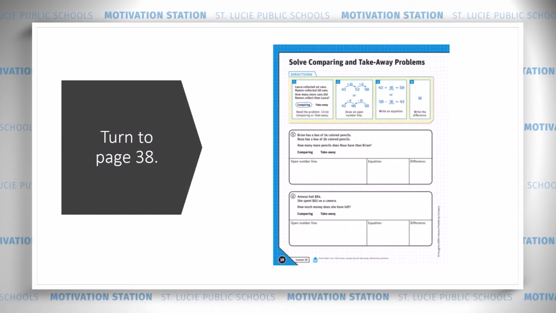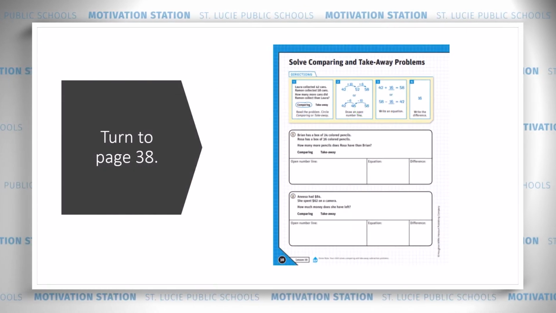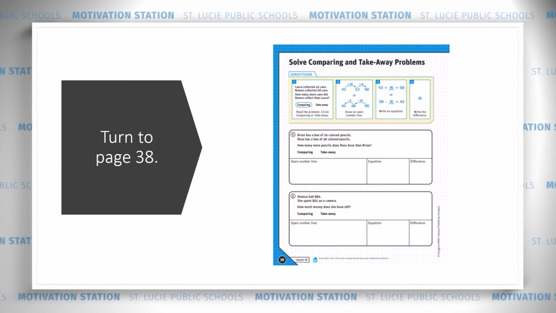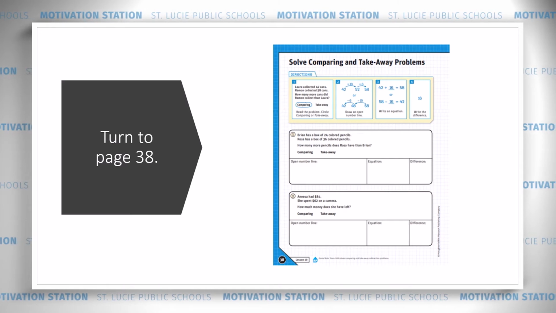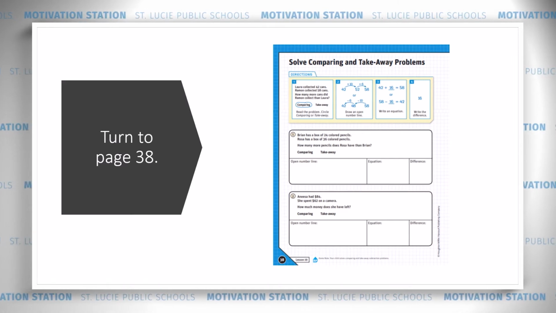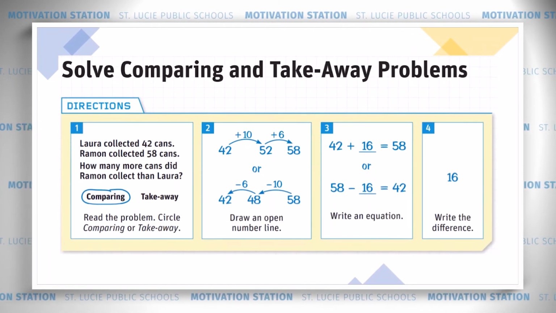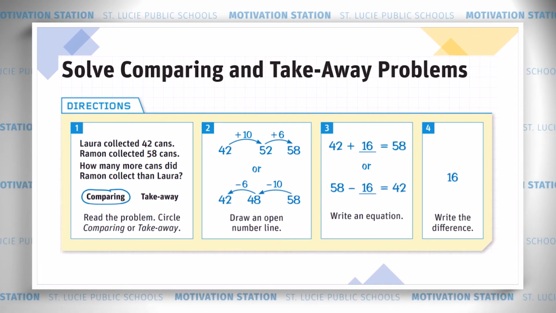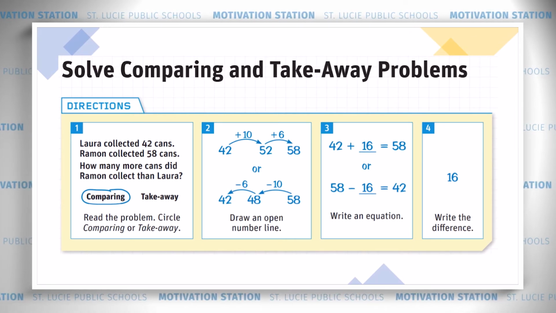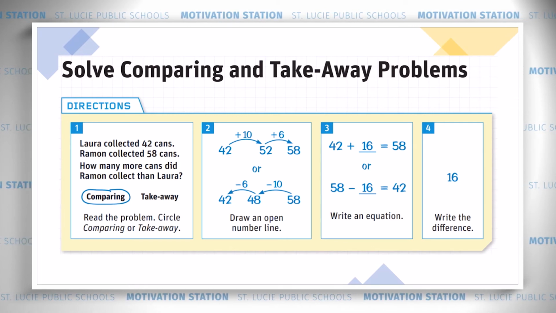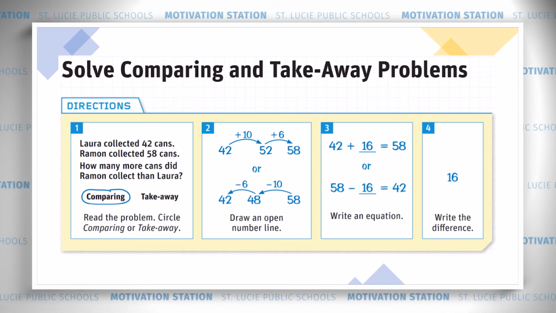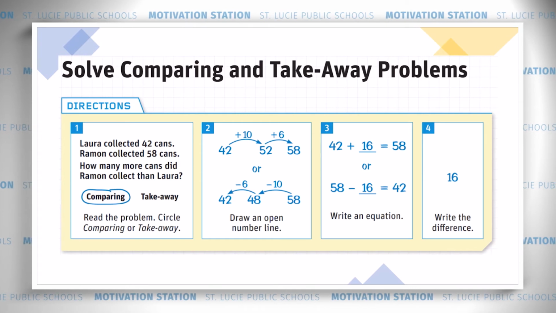Turn to page 38. Page 38 says solve comparing and takeaway problems. We've just practiced identifying them. Now we're going to solve them. The directions on this page say, step 1, read the problem. Circle comparing or takeaway. Okay, we just did that on the previous page.